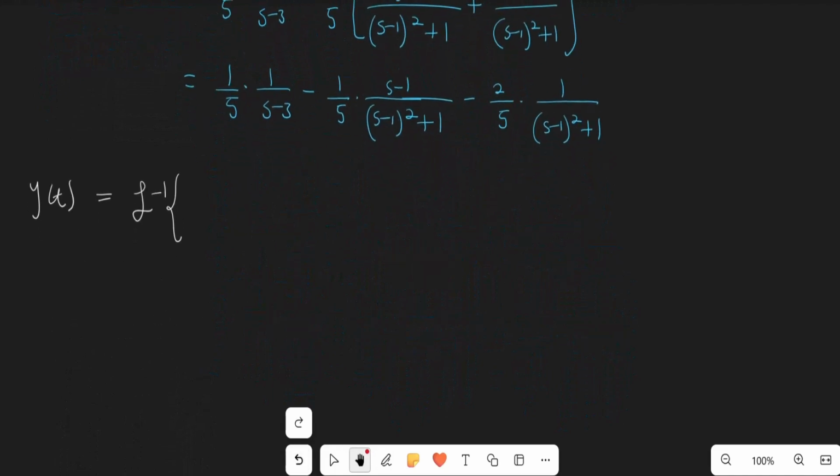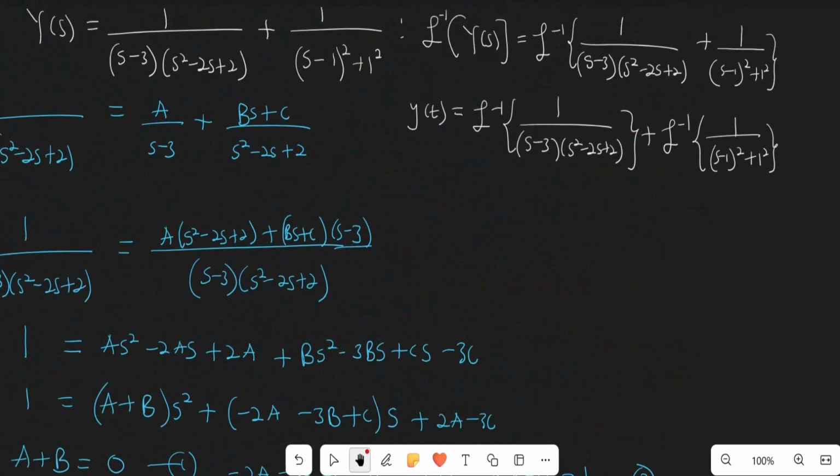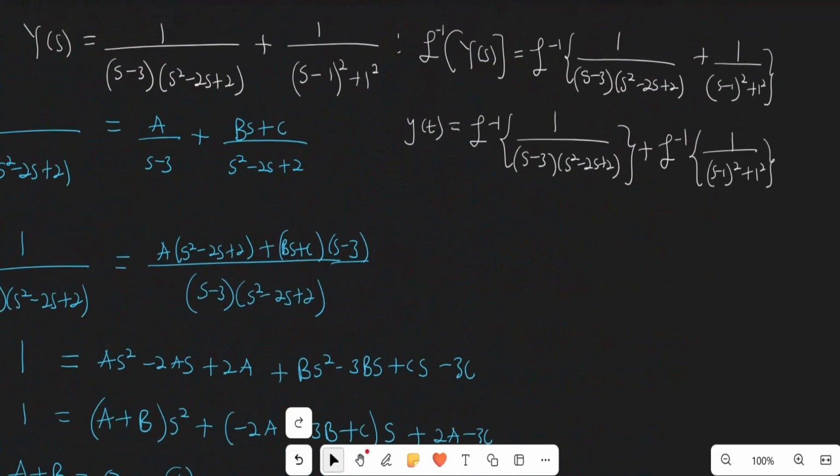Okay, so that is going to be 1 over 5 multiplied by 1 over s minus 3 minus 1 over 5 multiplied by s minus 1 all over s minus 1 all squared plus 1. 1 can be written as 1 squared, why not? And now minus 2 over 5. Then we have 1 all over s minus 1 all squared plus 1, which is written as 1 squared, like this. This is the first one, and now we are going to add that to the Laplace inverse of this guy, right?